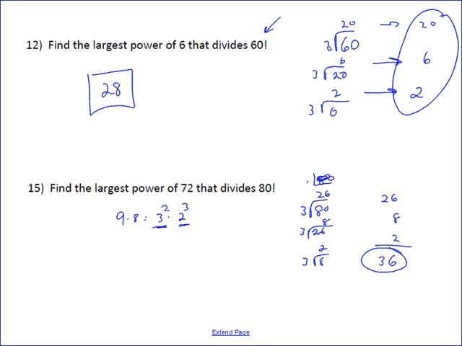Now we need to do 2s. So 80 divided by 2 is 40. 40 divided by 2 is 20. 20 divided by 2 is 10. 10 divided by 2 is 5. 5 divided by 2 is 2. 2 divided by 2 is 1. So what that means is this is how many 2s there are, that's how many 4s, that's how many 8s, how many 16s, how many 32s, and how many 64s. Add all that up and you end up with 78.